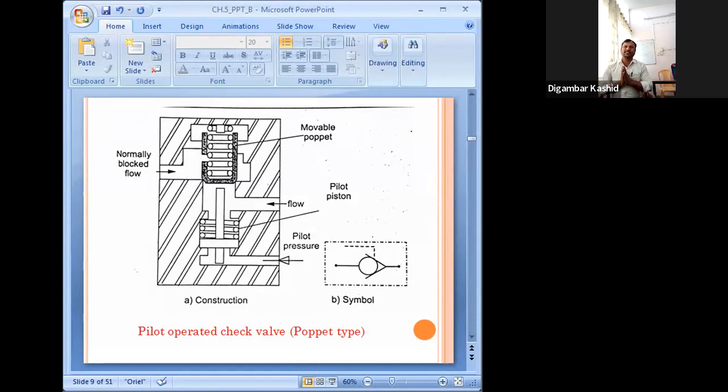Normally the check valve is blocked. That means it is closed. So normally it is a blocked position. See, this is a standard symbol. Normally it is closed. When you actuate it with the help of the pilot operated poppet, that time only the flow will pass through this one. Getting it? So this is the standard symbol of the pilot operated check valve. Please remember, a check valve, a simple non-return valve, has this symbol. But when it is pilot operated, or the poppet type, the standard symbol is like this. Please remember. Getting it?